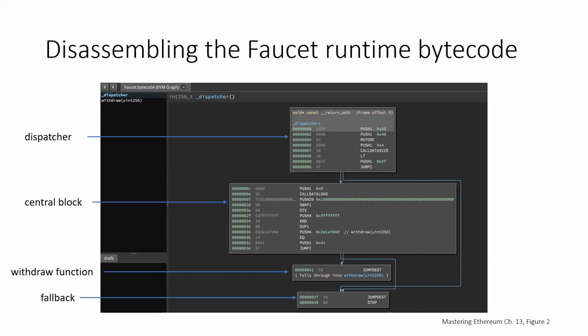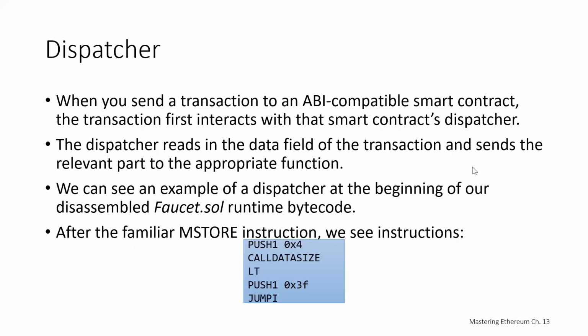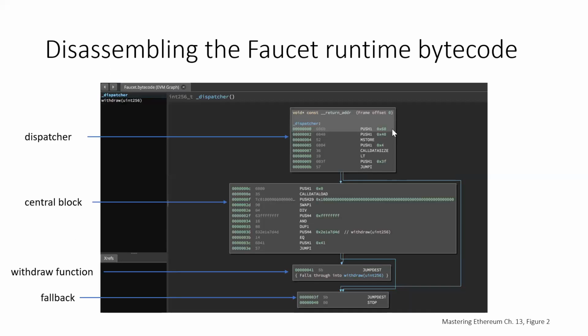If we dive in, we can see these instructions here. You've got your pushes, you got a store, you got another push, you got a call data size, a less than, a push, and a jump. So we can look at those. We saw previously this push 60, push 40, M store, which is just putting 60 and 40 on the stack and then storing 60 at the 40 address.